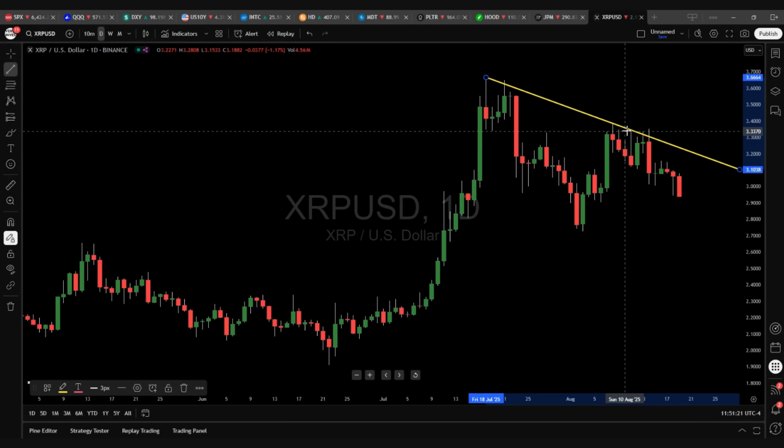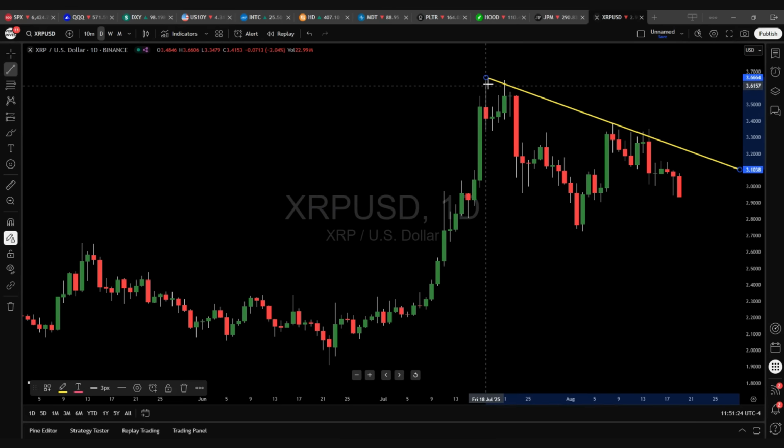And where would the breakout go? Well, the first minor resistance would be around 3.34, followed by 3.65, and that was your previous all-time high on XRP.